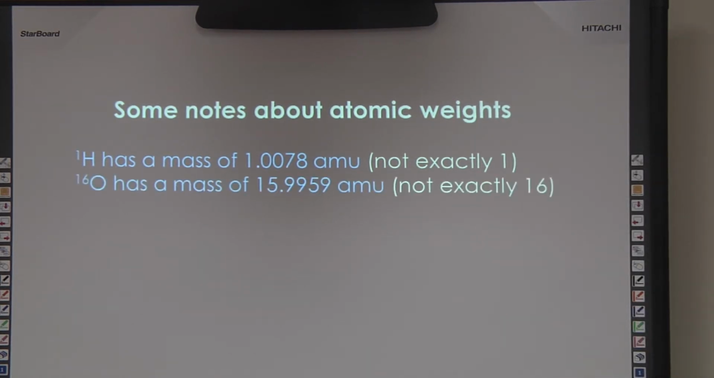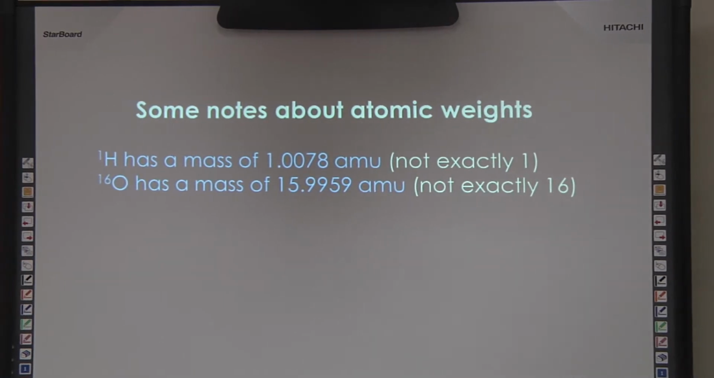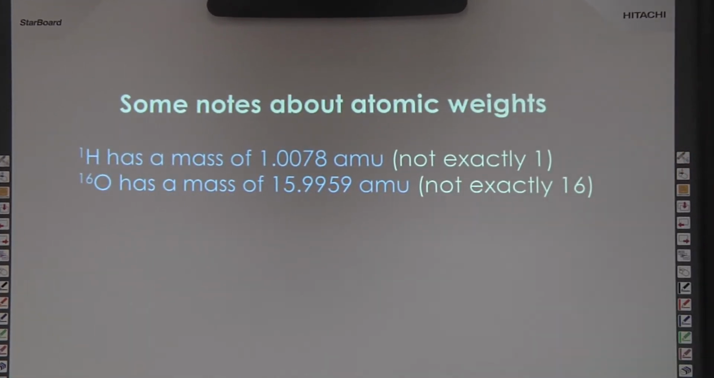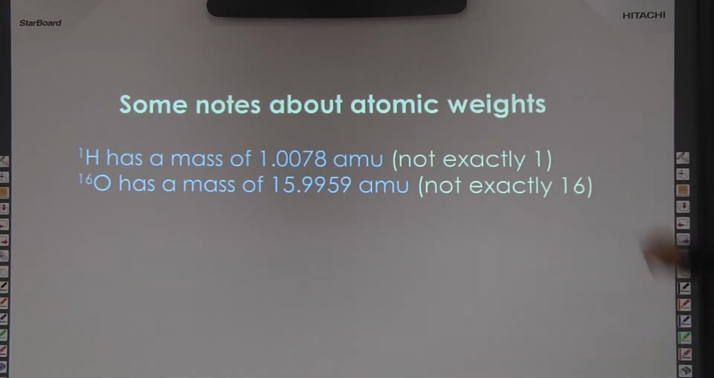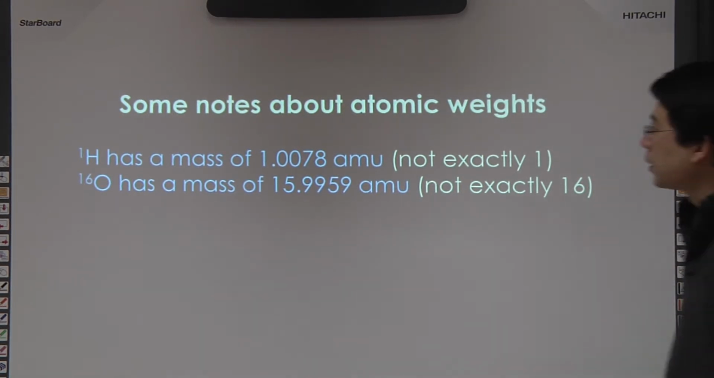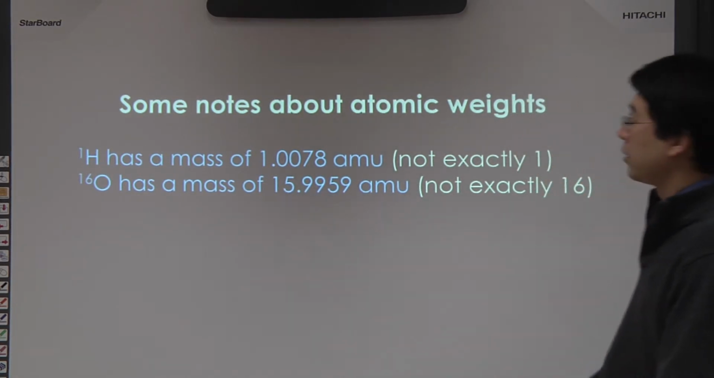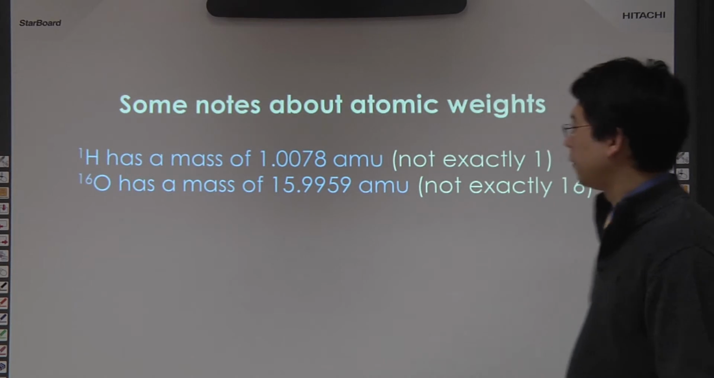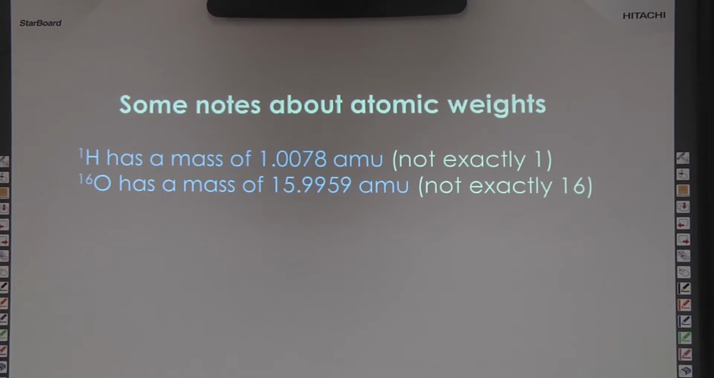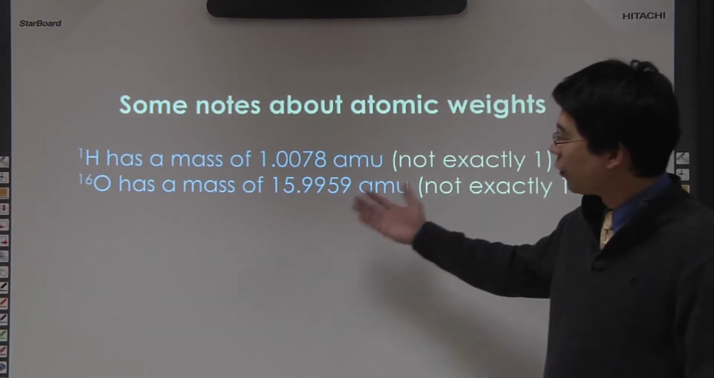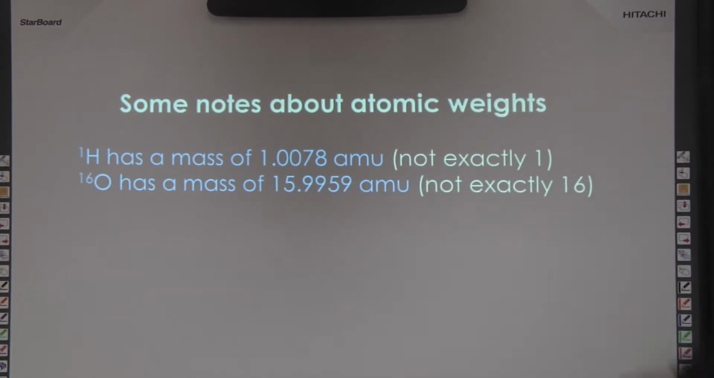And if we look similarly at oxygen, in oxygen-16, this is the isotope of oxygen that has 8 protons and 8 neutrons. We would expect, based on the mass number of 16, an atomic mass of 16 AMU, but the actual atomic mass is 15.99559 AMU. So these numbers are very, very close, within a few thousandths of the mass number, which is a whole number. But they're not exactly the same.